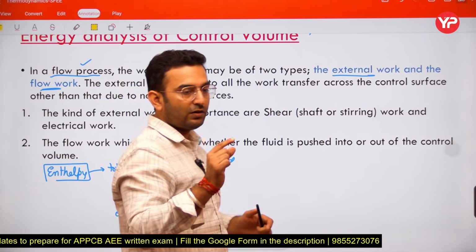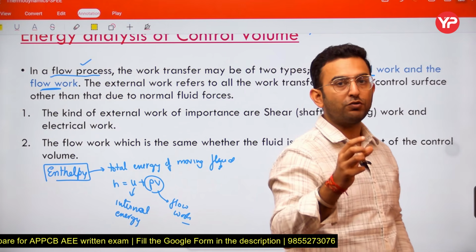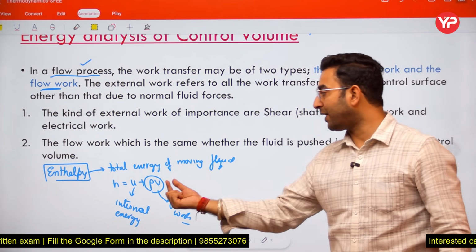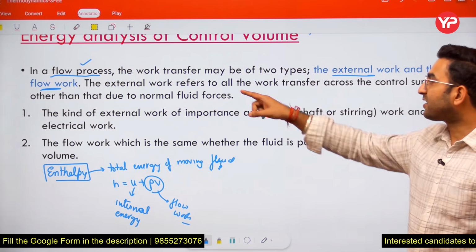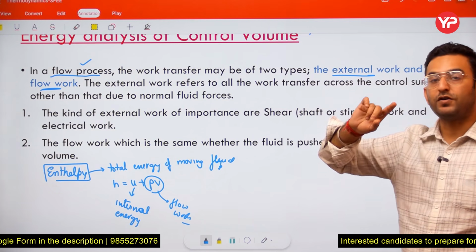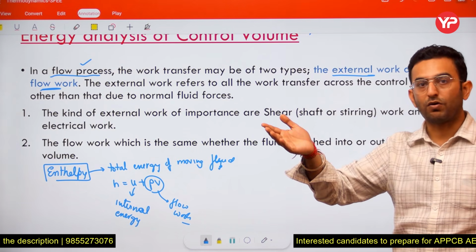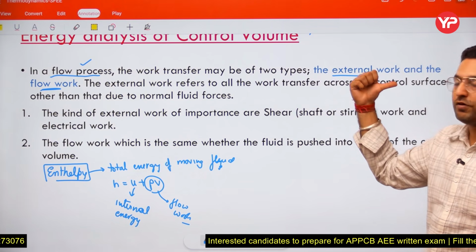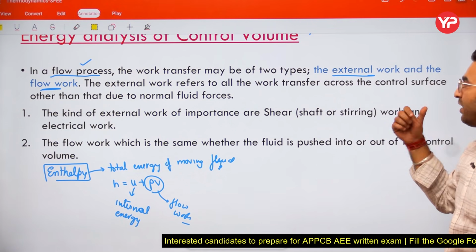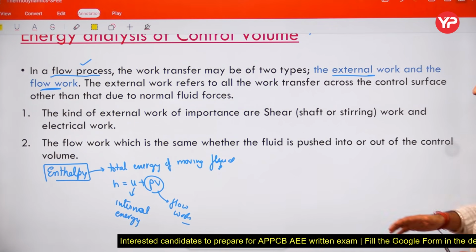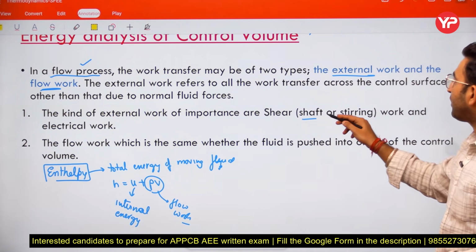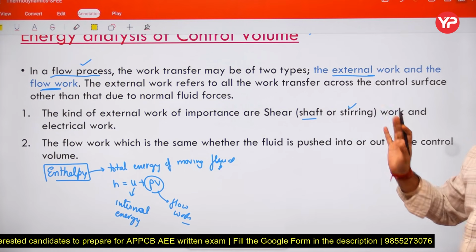Actually, flow work is representing the work done which is there due to the fluid properties like pressure and volume, whereas external work is representing the work done which is crossing the boundary. Okay, so basically these are boundary phenomena here, but flow work is not a boundary phenomenon here. Now you can see the kinds of external work of importance are going to be shaft work or stirring work or the electrical work.